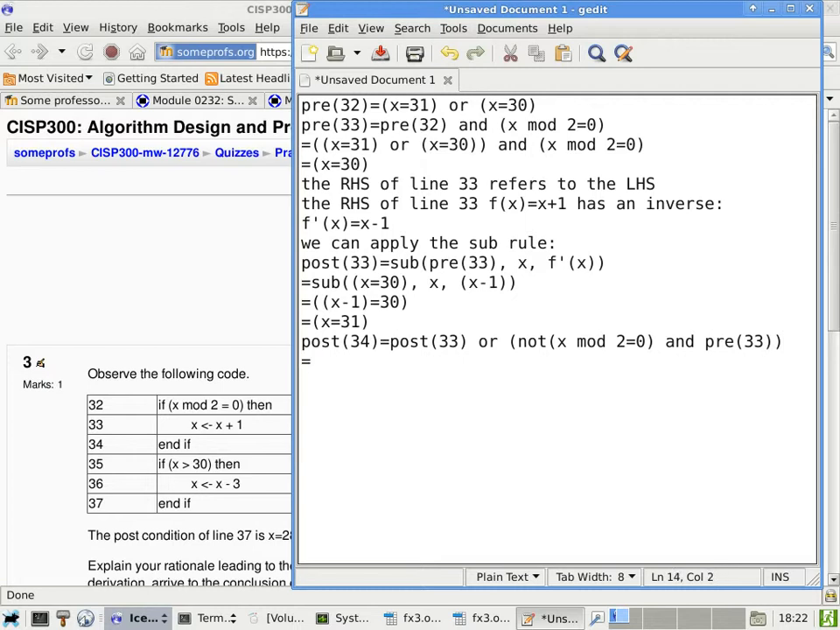And of course, in this case, you just have to expand it. Post-33 is just x equals 31. The other side, you can simplify a little bit and say x mod 2 does not equal 0. That's the negation over there. And then pre-33 is to say x equals 31 or x equals 30. And I need parentheses, just like that.